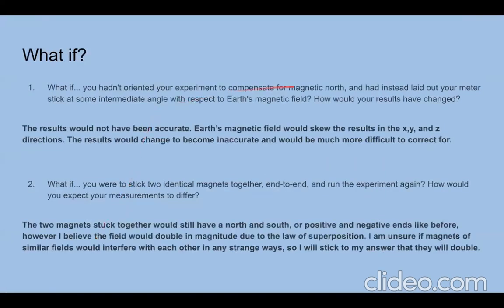As the magnetometer moves closer to the magnet, the measured X component of the magnetic field increases. Yes, this was a big part of the lab, and the data shows that pretty clearly. And what if you hadn't oriented your device for the Earth's magnetic north? The answer is the results would not have been accurate. The Earth's magnetic field would skew the results in all directions, and the results would become inaccurate and very hard to adjust for.